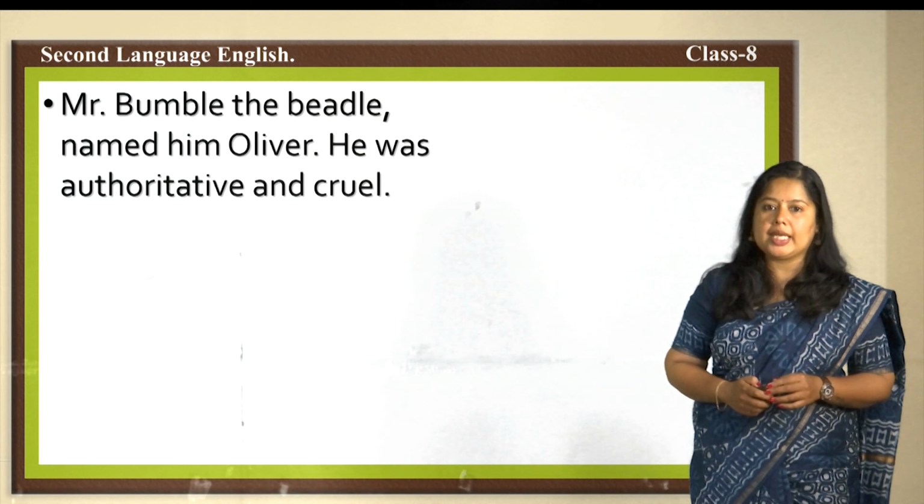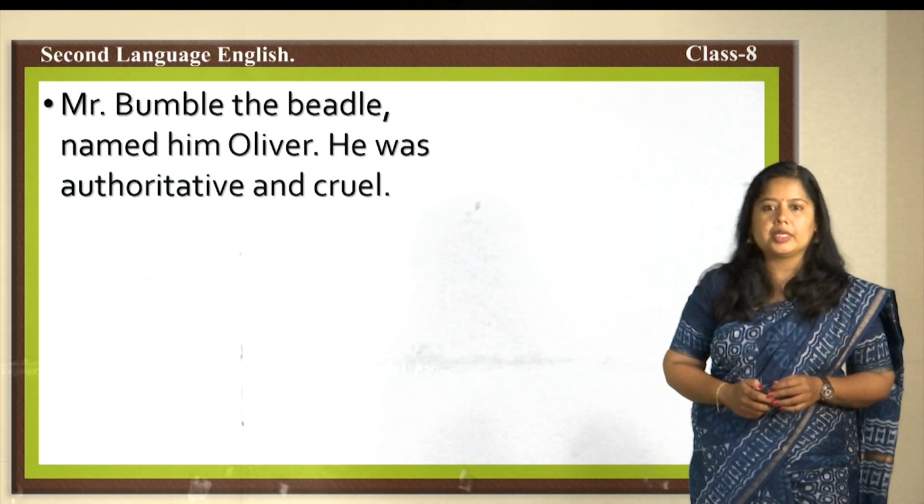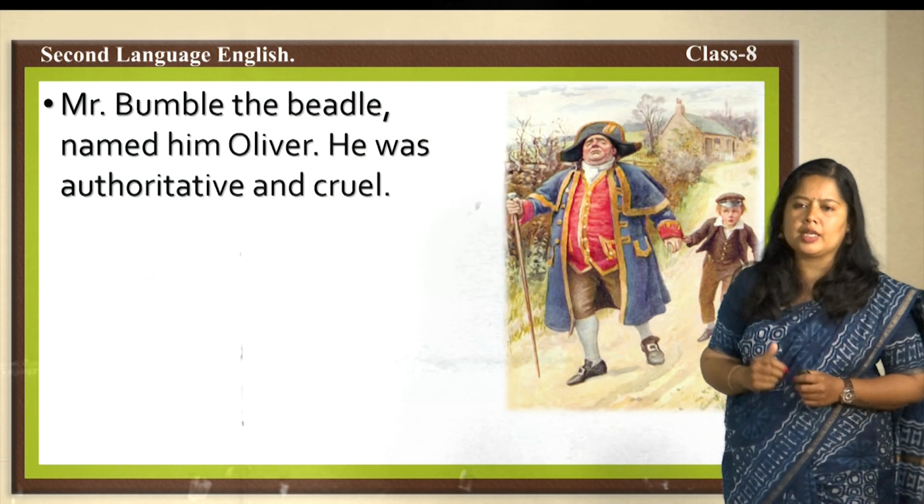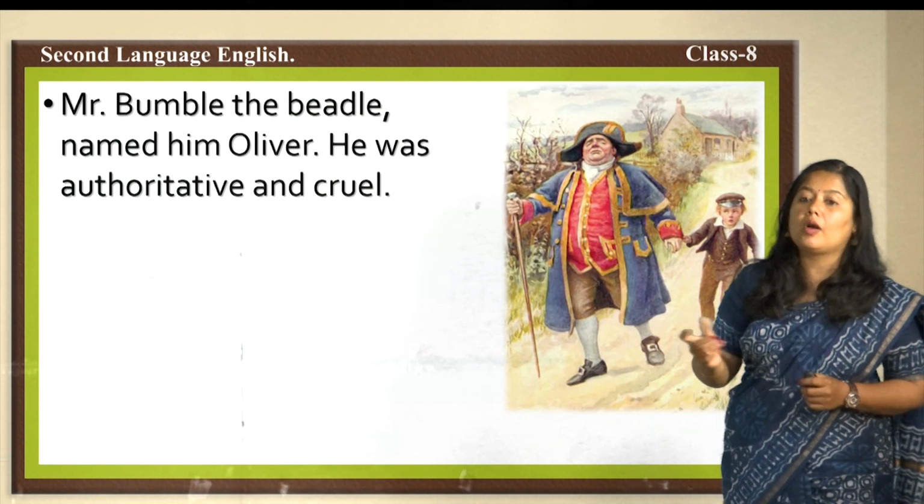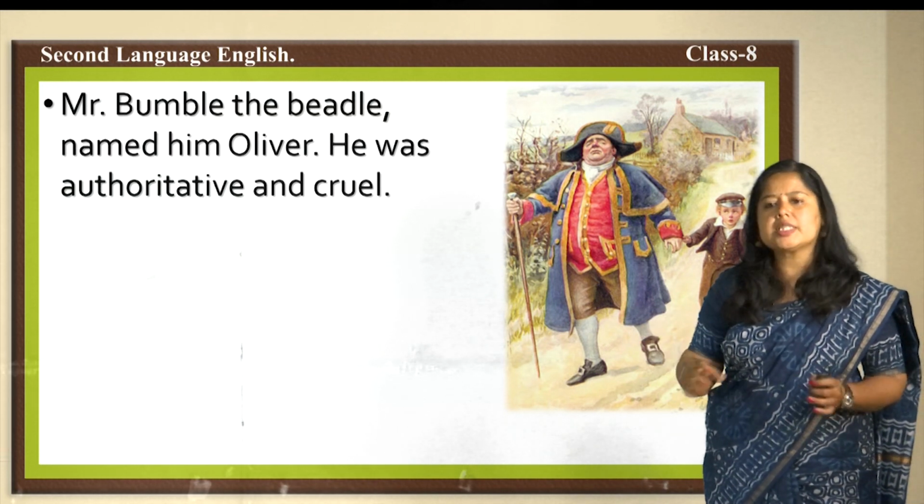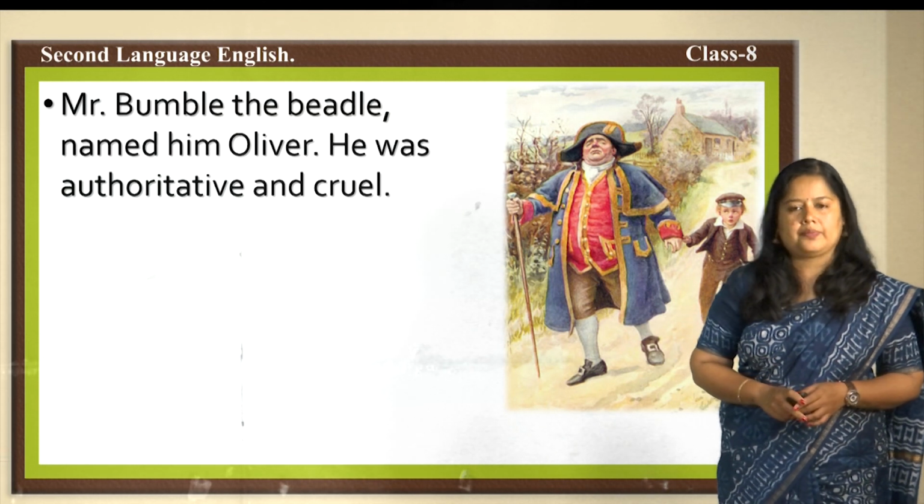Mr. Bumble, the beadle, named him Oliver. He was authoritative and cruel. Since he had no other name in his mind, Mr. Bumble named him Oliver Twist because he could not think of any other name. So, that was Oliver Twist, and he was named Oliver Twist.